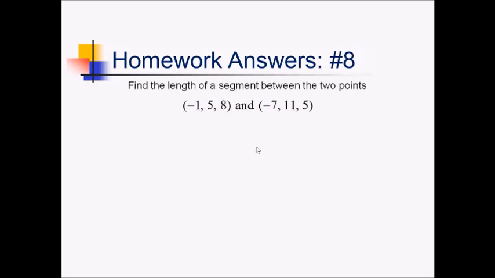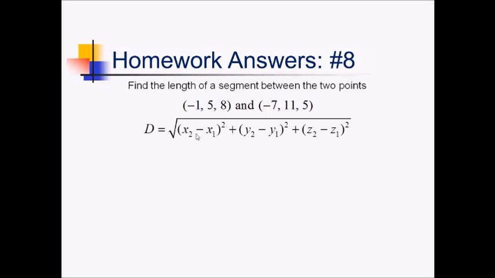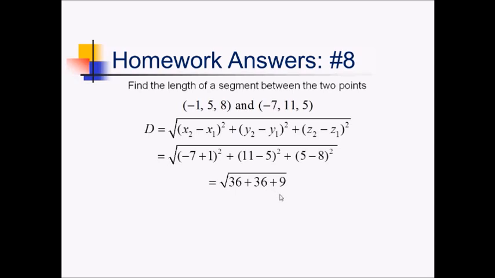On this problem, we're trying to figure out three-dimensional distance between these 2 points. So to do that, we use our 3D distance formula, which has spots for the x values, y values, and now also the z values. So here's the x values. We've got negative 7 minus negative 1, or plus 1. And then we have the y values, 11 minus 5. And we're squaring each of these differences here. And then finally for z values, 5 minus 8 squared. So this is going to be 36 plus 36 plus 9. 72 plus 9 is 81, so we have the square root of 81, which we know is 9.